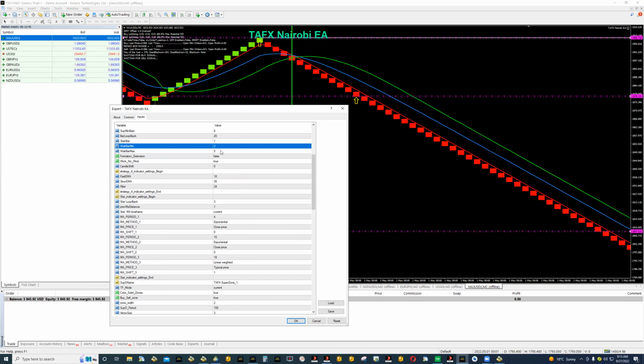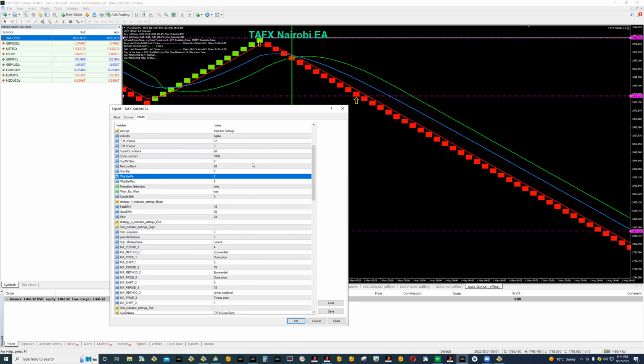So you can set 2 here and 2 here. But if you find you are in a setup and maybe you want to enter that trade, you can open your EA and click here, put there like 5, then it will pick that trade even if the minimum bars has already passed. So that is how we work. Those are the settings that you really need to know.